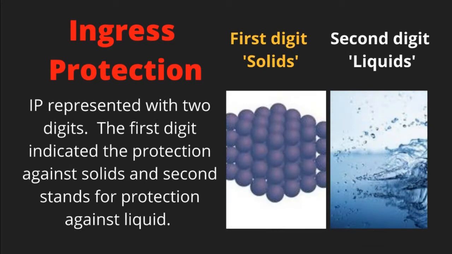Ingress Protection. IP is indicated with two digits. The first digit indicates the protection against solids and the second stands for protection against liquid.